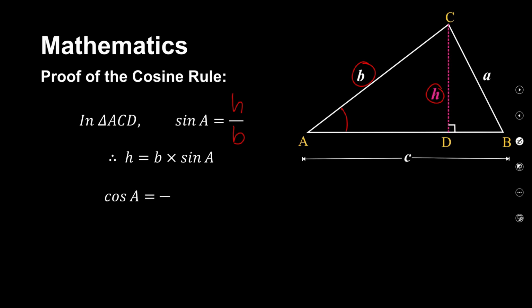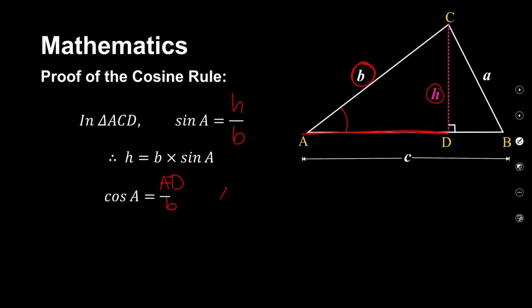Right. Now we're going to do something slightly different because we want to introduce the cos. Because it's a cosine rule, we're going to find cos of A. So cos of A is now going to be, in this triangle, because remember we're working with triangle ACD, this side, adjacent, over the hypotenuse. So cos of A will be AD over our hypotenuse, which is B.